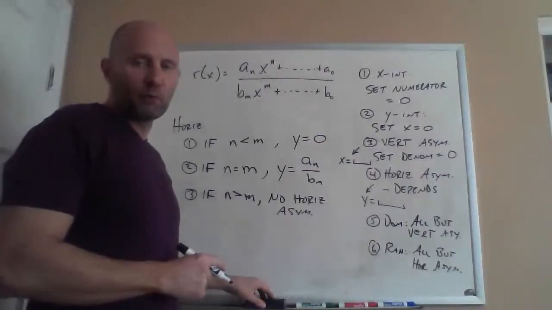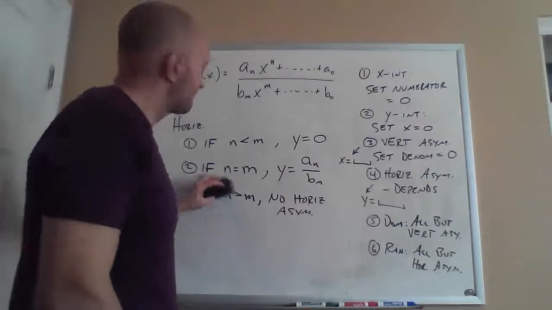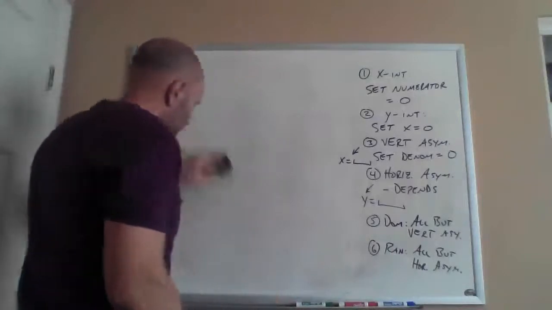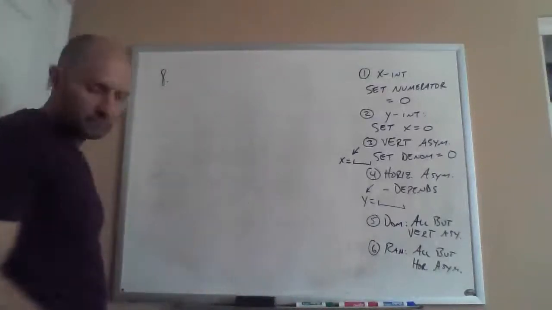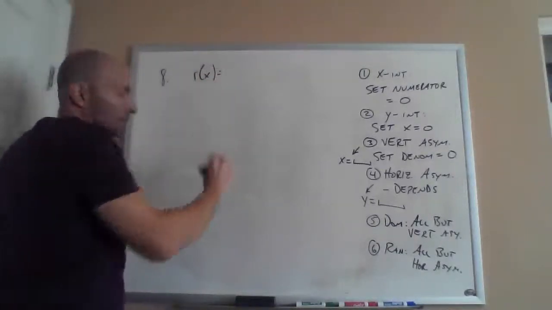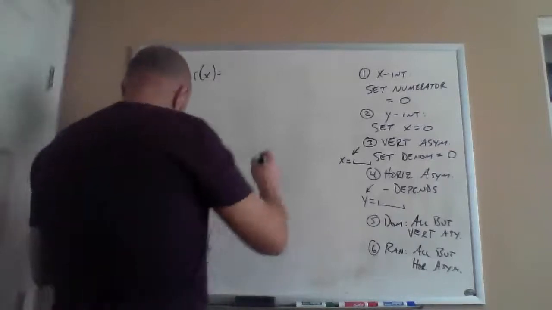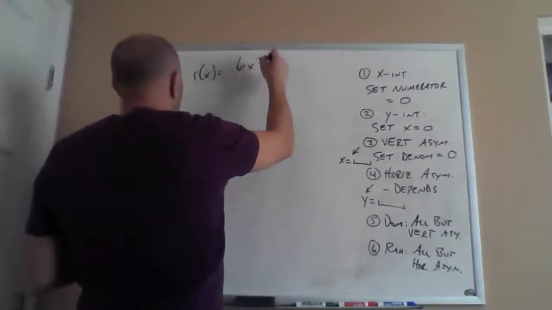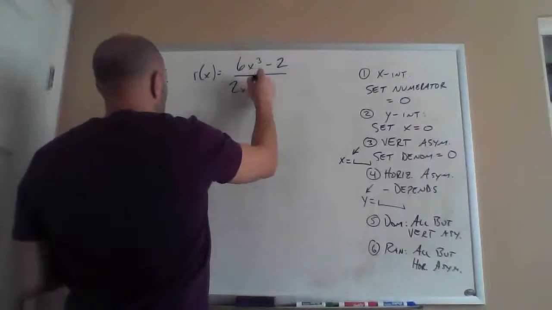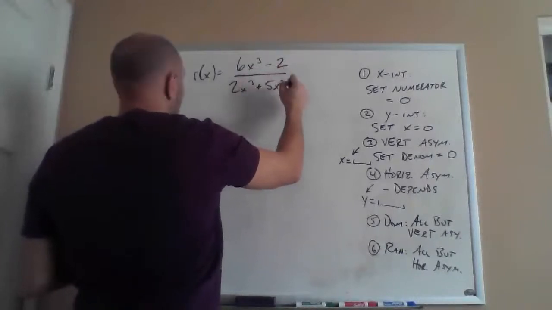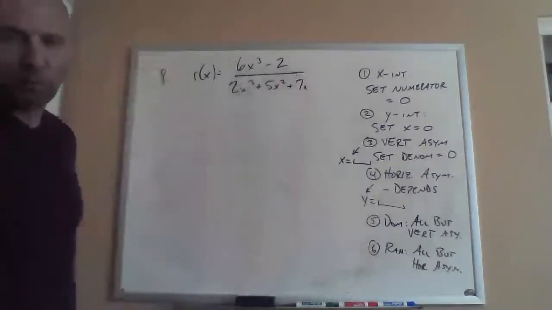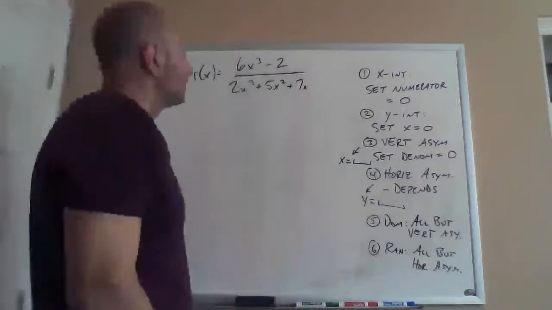So any questions on that before we continue? All right, so let's look at some of the problems you guys had here. So the first one is number 8. And we have r of x is equal to 6x to the third minus 2 over 2x to the third plus 5x squared plus 7x. And it wants to know the horizontal and the vertical asymptote.